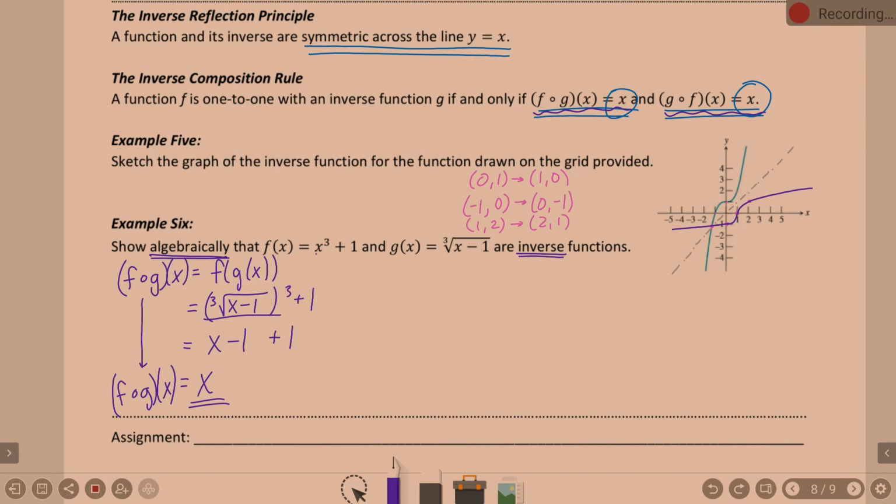So, does that prove that they are inverse functions? Almost, but not quite, right? Because if they are truly inverse functions, it has to work the other way too. So we also have to check g composed with f of x. So g of f of x.